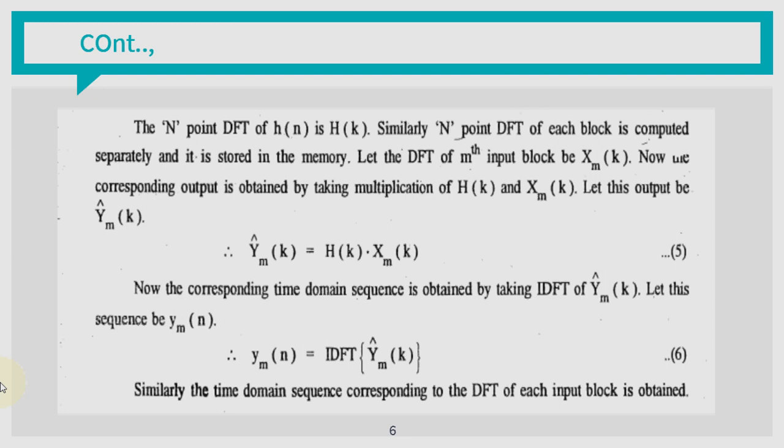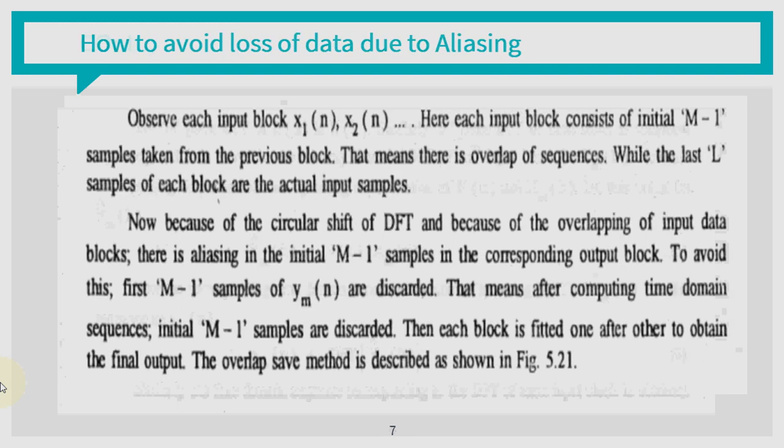Similarly, the time domain sequence corresponding to the DFT of each input block can be obtained. So how do we avoid the loss of data due to aliasing? Observe each input block, that is x1(n), x2(n). Here each input block consists of the initial N minus L, that is M minus 1, samples taken from the previous block, which means there is an overlap of the sequence, while the last L samples of each block are the actual input sequence.